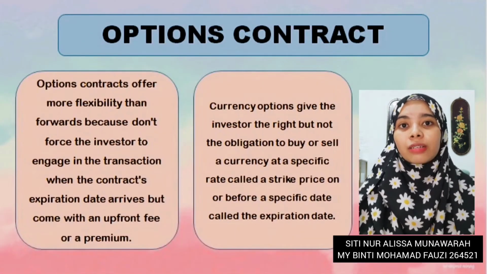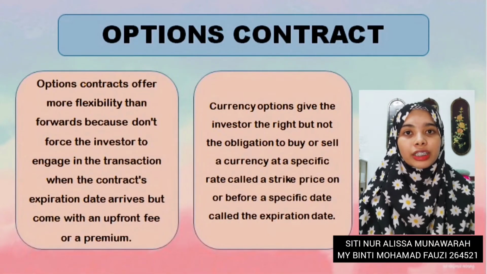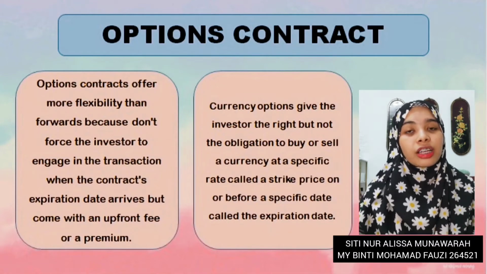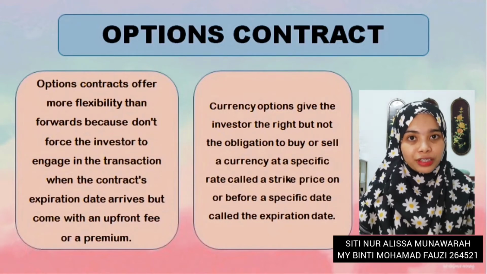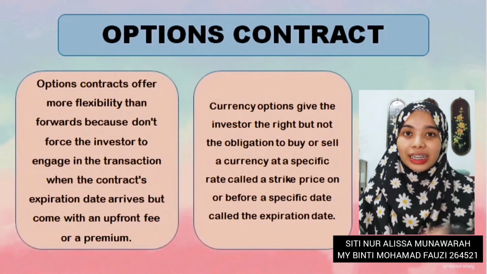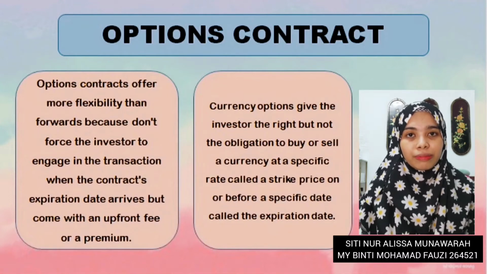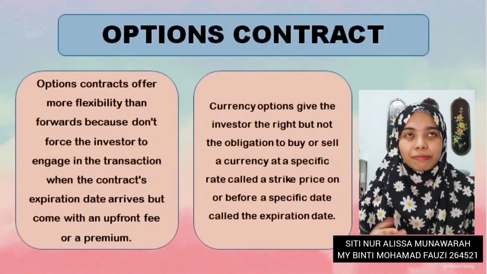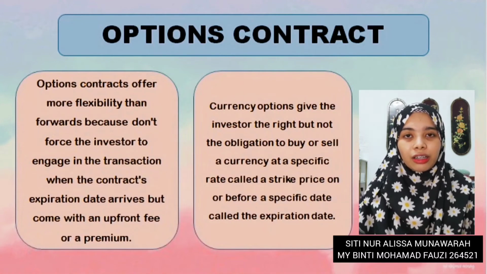So the last one is option contracts. Option contracts offer more flexibility than forward contracts because they do not force the investor to engage in the transaction when the expiration date of the contract arrives, but they come with an upfront fee or a premium. Other than that, a currency option gives the investor the right but not the obligation to sell or buy a currency at a specific rate, called the strike price, on or before a specific date, called the expiration date.